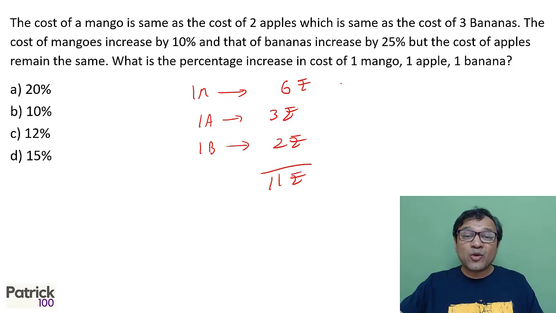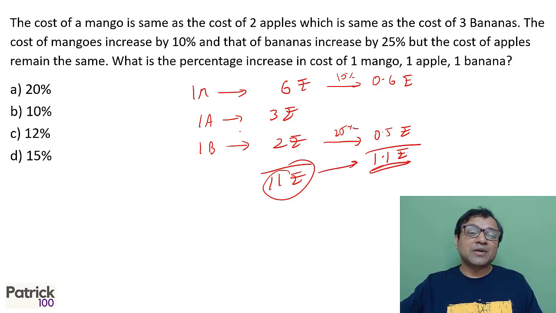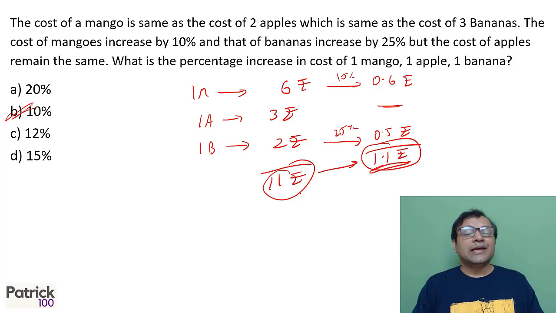Now they say the price of mango increased by 10%, which means an increase of 0.6 rupees. And the price of banana increased by 25%, which means an increase of 0.5 rupees. So in total it increased by 1.1 rupees. It was 11 rupees, increased by 1.1 rupees. Option B, because apple did not change. The increase is only 1.1, and 1.1 out of 11 is 10%. So we get the answer as 10.